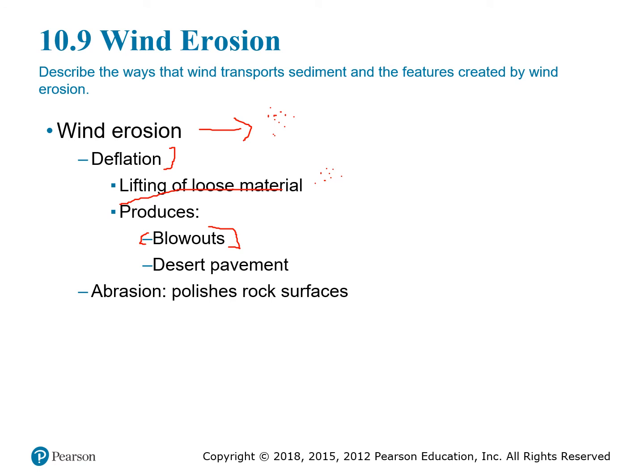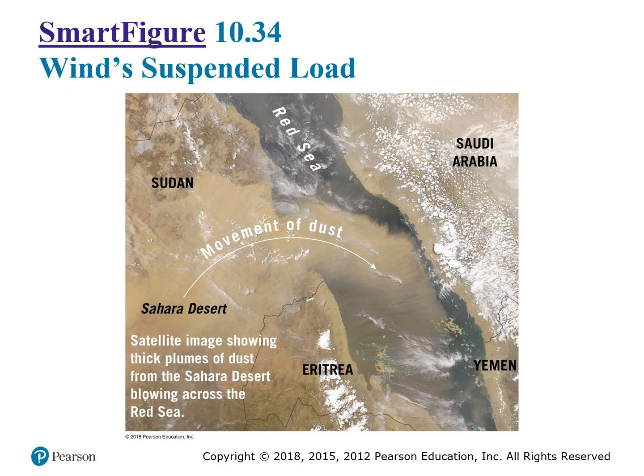And then in deserts, what you'll see is the deposition of a lot of this loose material called desert pavement. Okay, let's see if we got a picture here. Well, here's just an example of wind's suspended load. The suspended load means stuff that's up in the air.